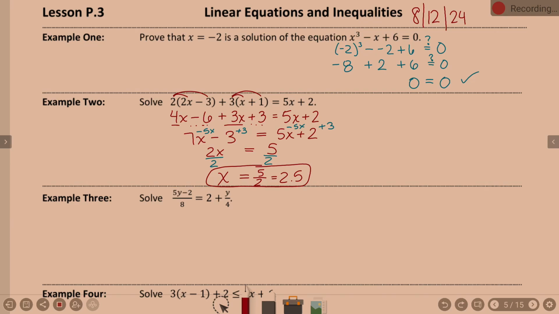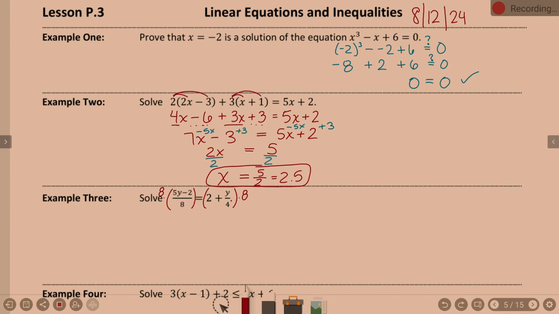Right now, my denominators are 8 and 4. We're looking for our least common multiple of 8 and 4. Or in other words, if I was getting a common denominator, what would be the common denominator between 8 and 4? That would be 8. So we're going to multiply both sides by 8, and that should clear out all fractions. So I'm going to write it in here. Then we're multiplying both sides by 8.